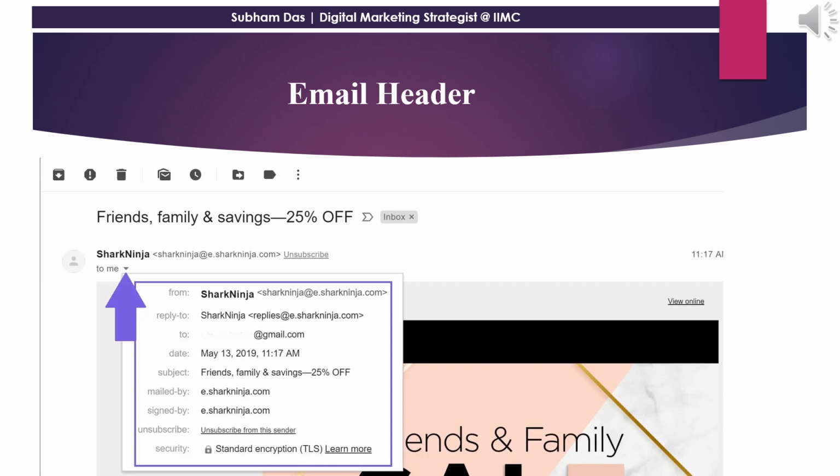Now the next thing is reply-to, unsubscribe, or trying to remind them how they subscribed, whether it is SSL secured, and what server it's coming from. All these should be included in a good, high-converting email header. These are some of the components. Over to the next slide now.